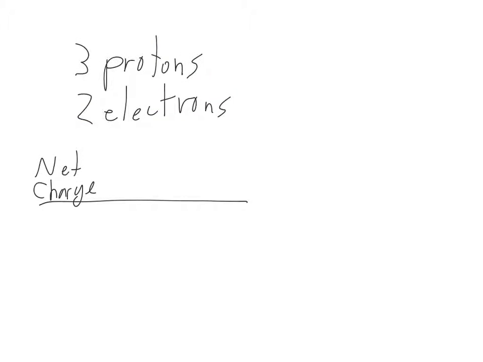Okay, so let's say that we have a lithium ion. Lithium is an element whose nucleus has 3 protons, and if it was neutral, it would also have 3 electrons, but this is an ion, so it'll have an unequal amount of positive and negative charge. So 2 electrons, 3 protons. The question I want to know is, how much charge do we have here in terms of coulombs?